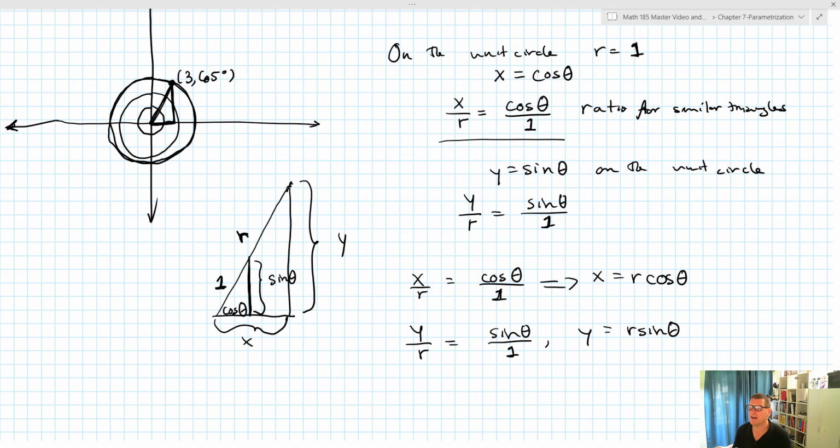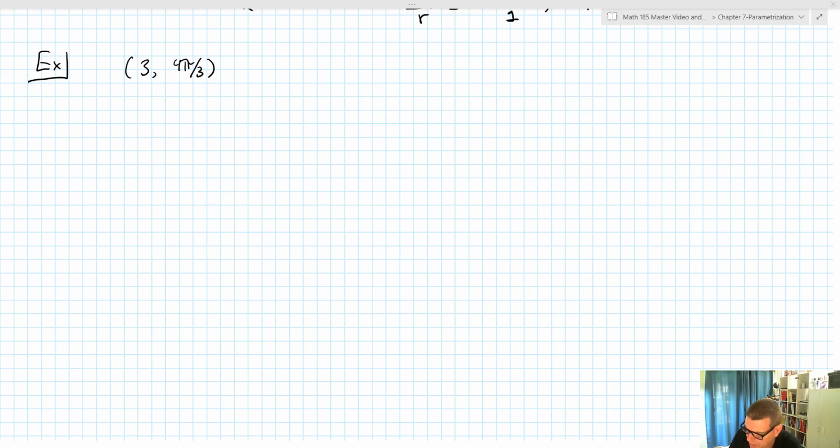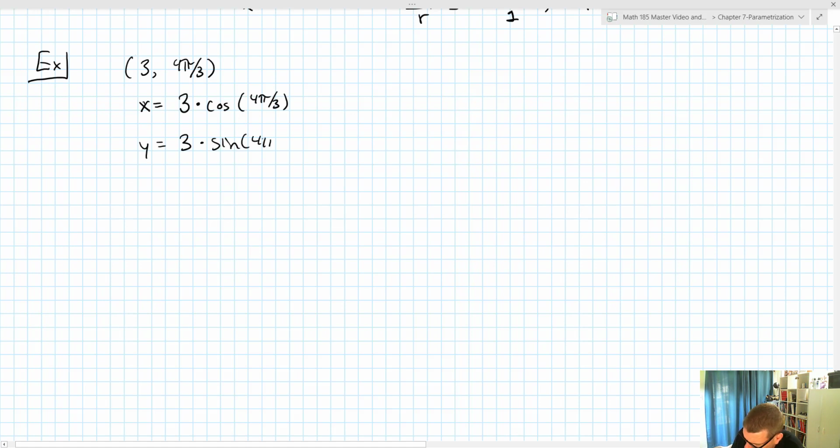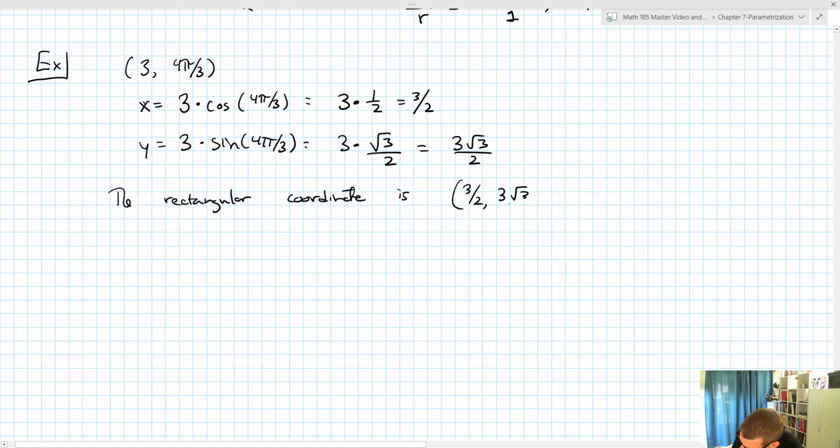And so those are the ways that we can transform polar coordinates into rectangular coordinates. Looking at an example, let's say I have the polar coordinate 3, 4 pi over 3. So x is going to equal 3 times cosine 4 pi over 3, and y is going to equal 3 times sine of 4 pi over 3. So we think through, what is 4 pi over 3? This is going to end up being 3 times 1/2, so that equals 3 halves. And this one is going to be 3 times the square root of 3 over 2, so that equals 3 root 3 over 2. So the rectangular coordinate is 3 halves, comma, 3 root 3 over 2.